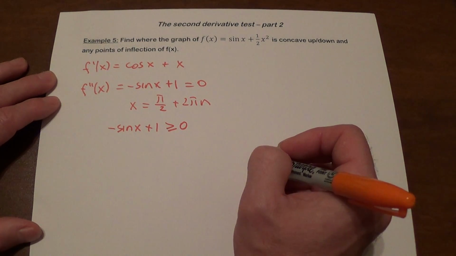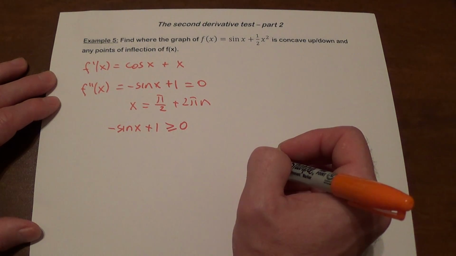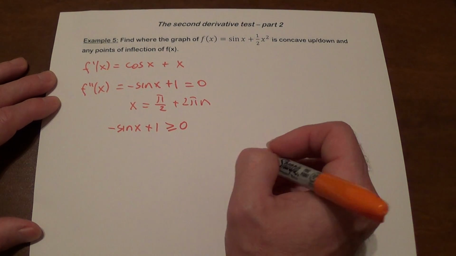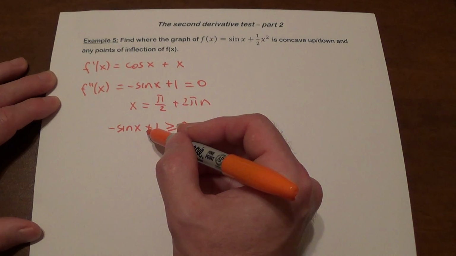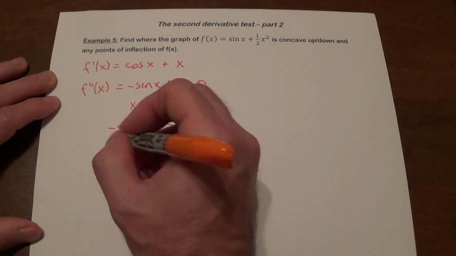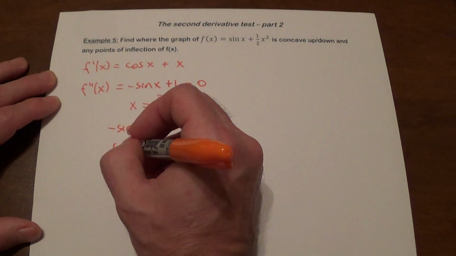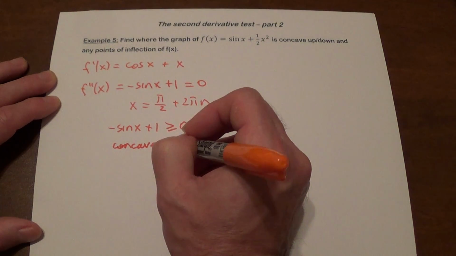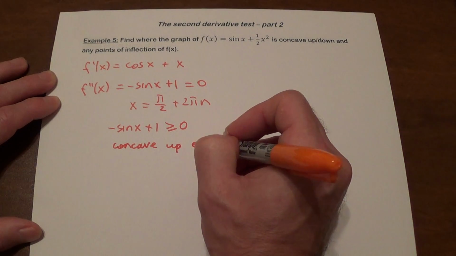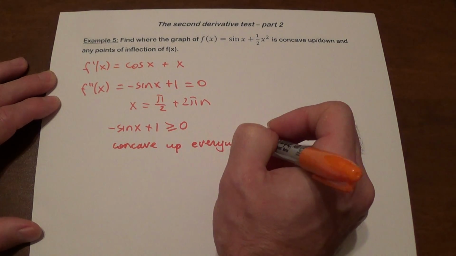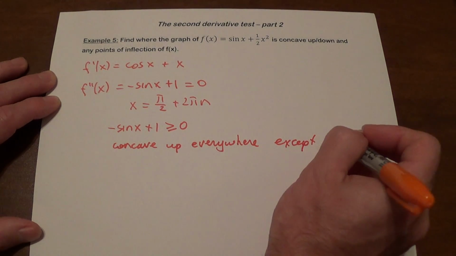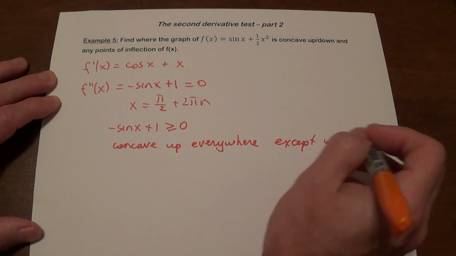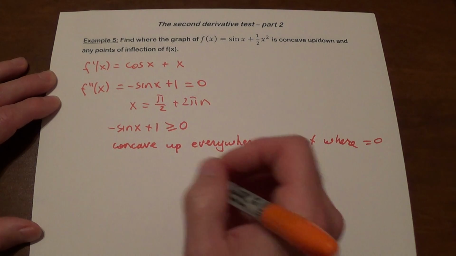This function is not going to go above the x-axis. Actually, it's going to stay below. It's going to be concave up everywhere except where it equals 0. Okay, and it has no points of inflection.